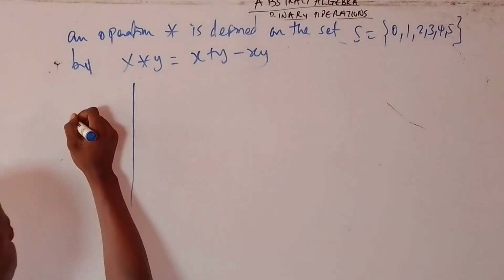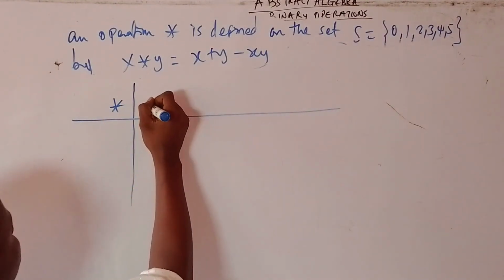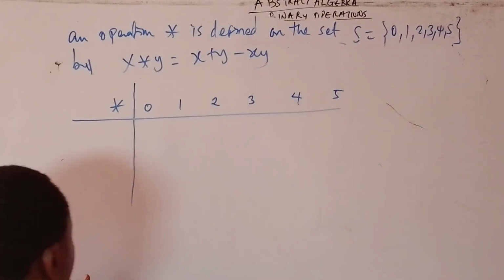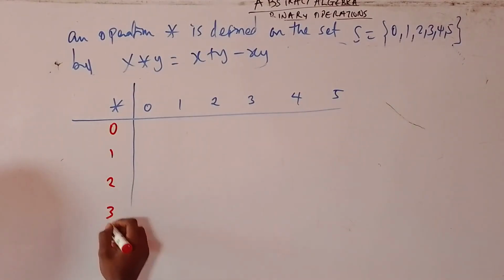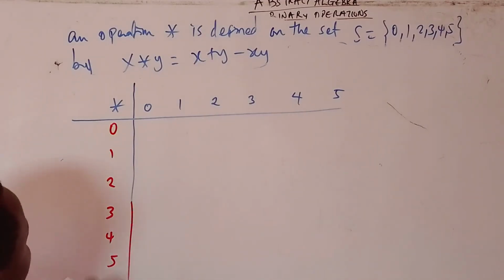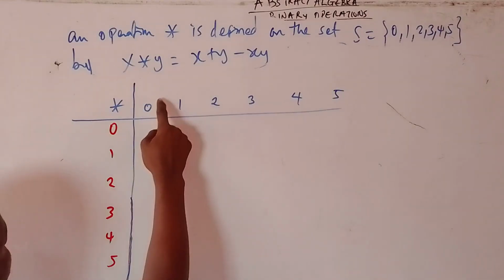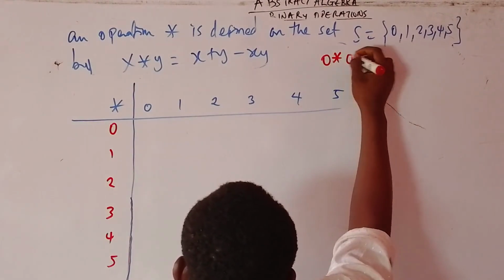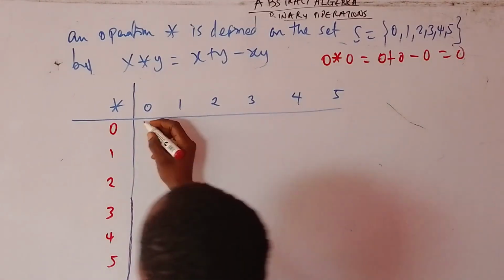So we can use our Cayley table. So here's our operation asterisk. We have 0, 1, 2, 3, 4, 5, and here also we have 0, 1, 2, 3, 4, 5. So you can combine them one by one. We can start with 0 and 0. So 0 asterisk 0 would be 0 plus 0 minus 0. This is 0. So that one is closed.